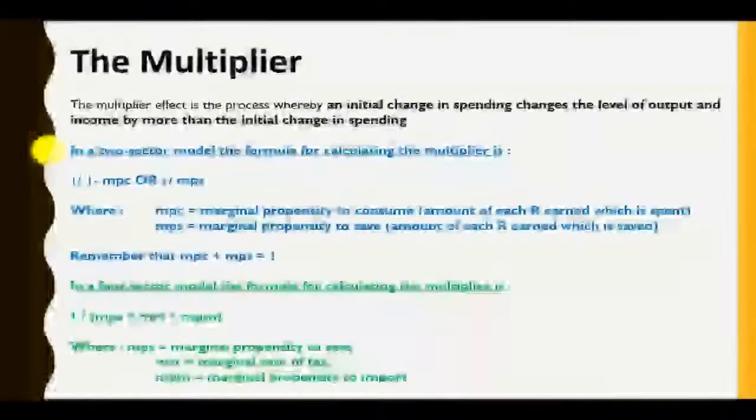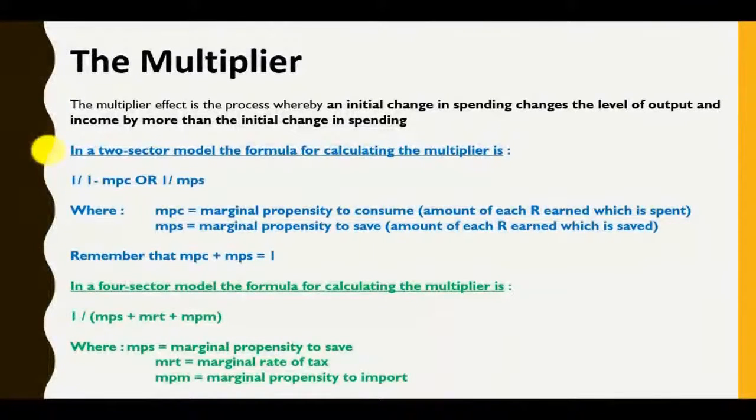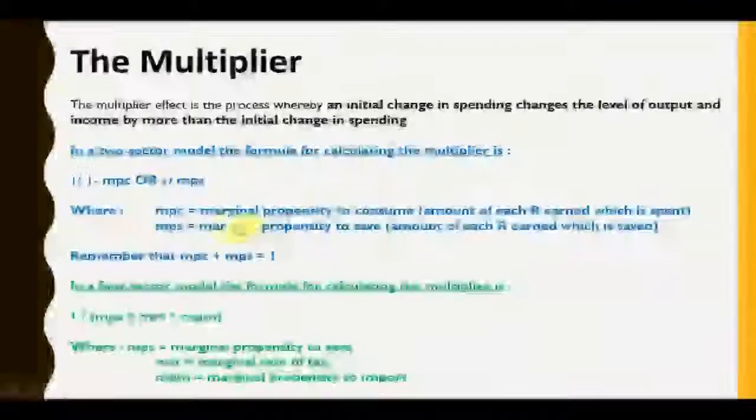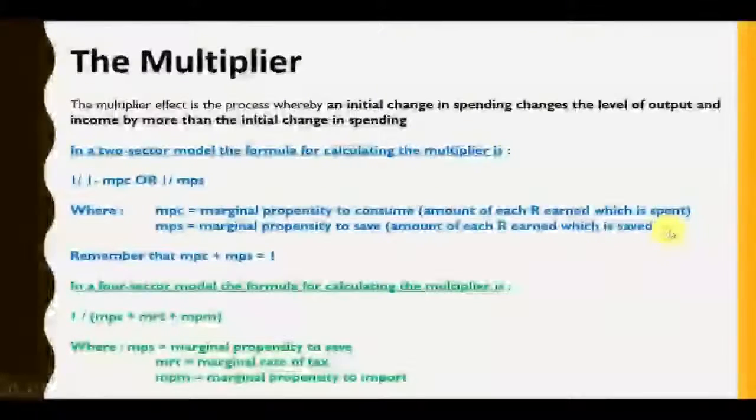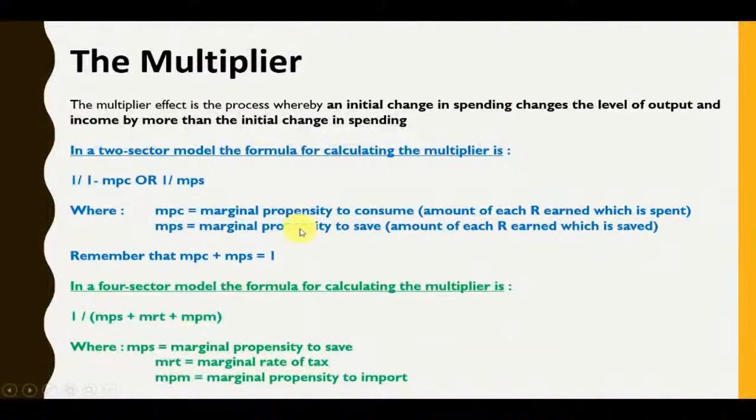In the 2-sector model, grade 12s, the 2 sectors are the household and the business. And we look only at MPC and MPS. So MPC is marginal propensity to consume, which means the amount of each rand earned that is spent. And if we had to calculate the multiplier using the MPC, we would use this formula: 1 over 1 minus MPC.